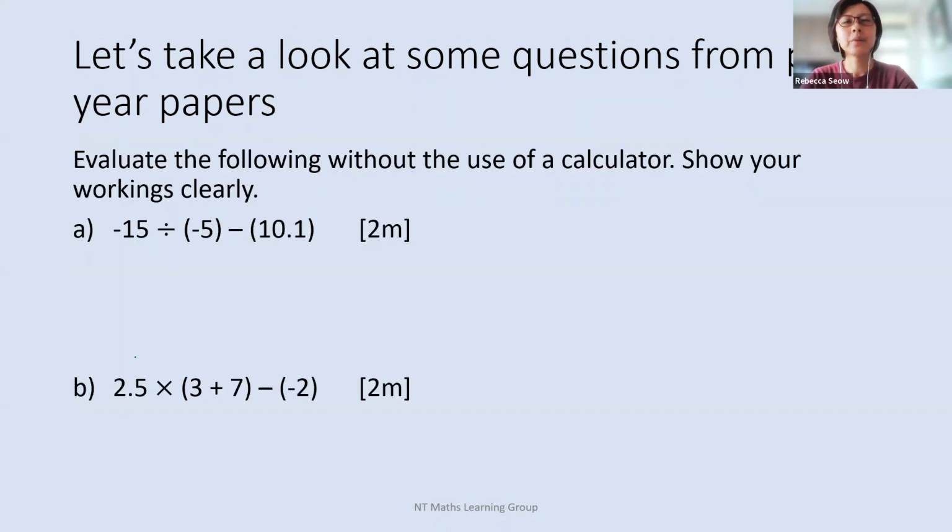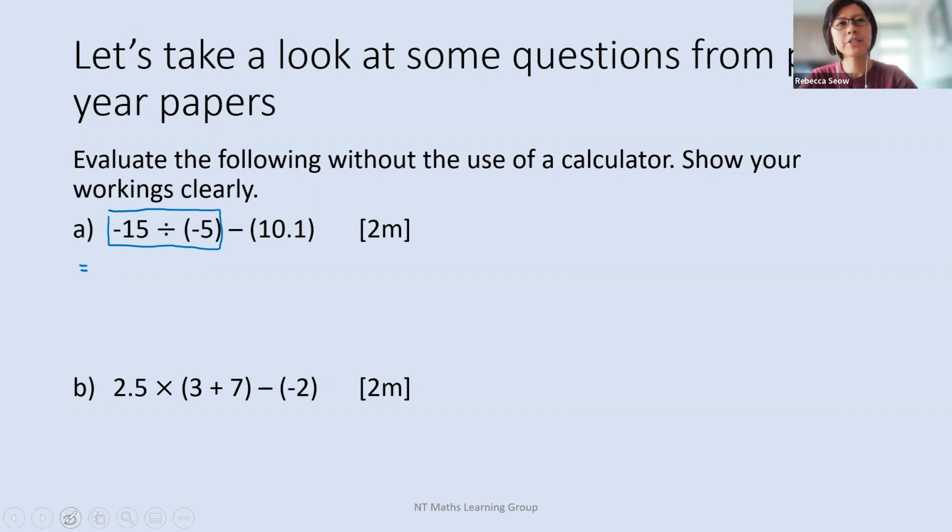Next, we work out these without the use of a calculator. So for A, you realize that we have division sign and we have subtraction sign. Looks like we have to work this one out first. So we have negative 15 divided by negative 5.